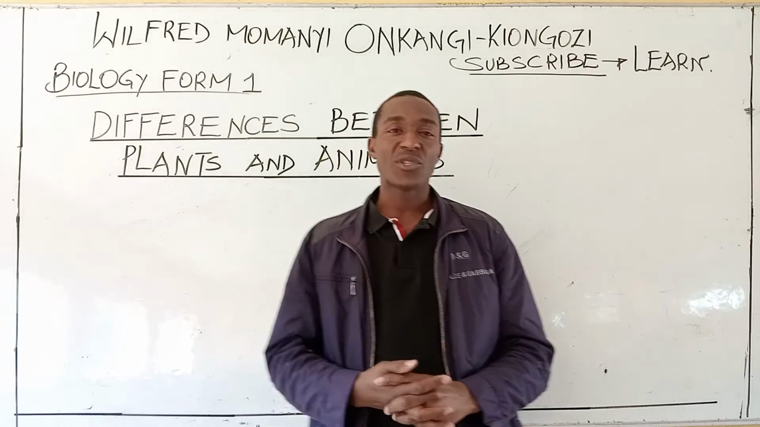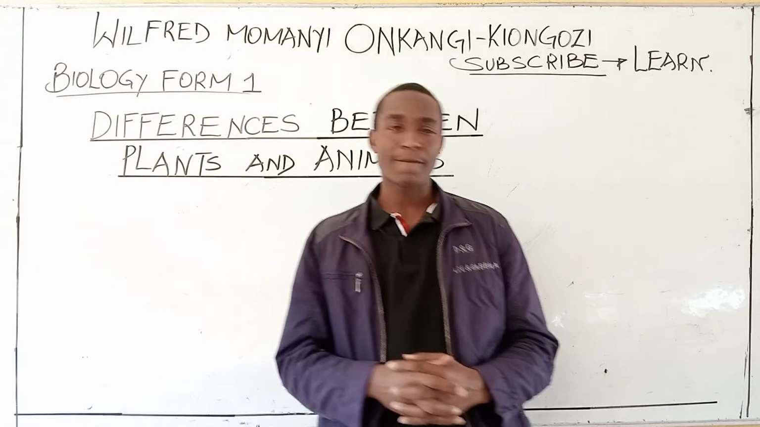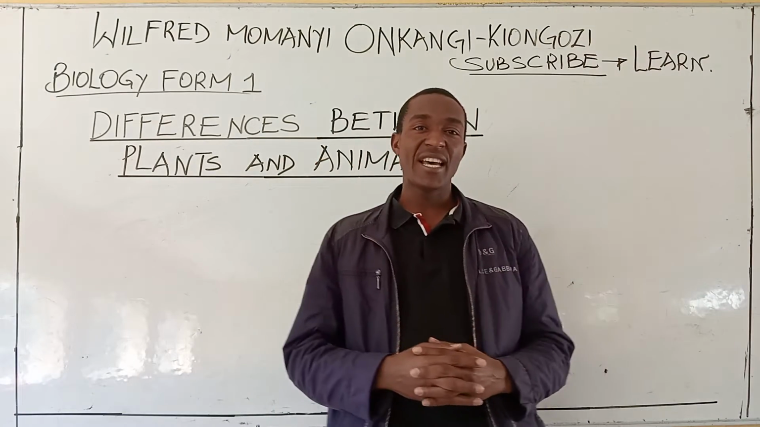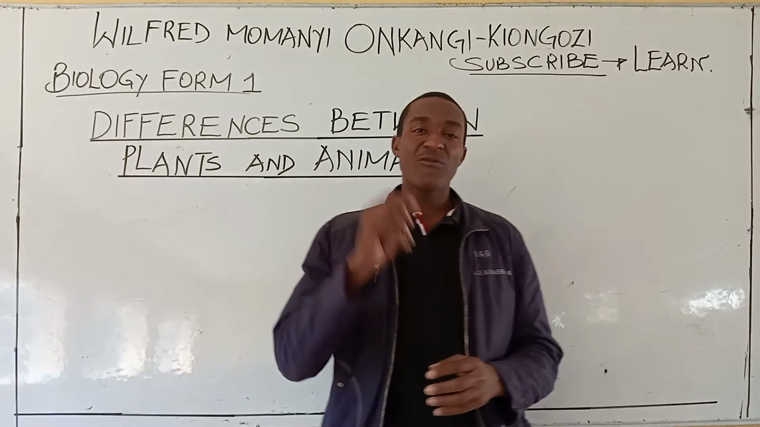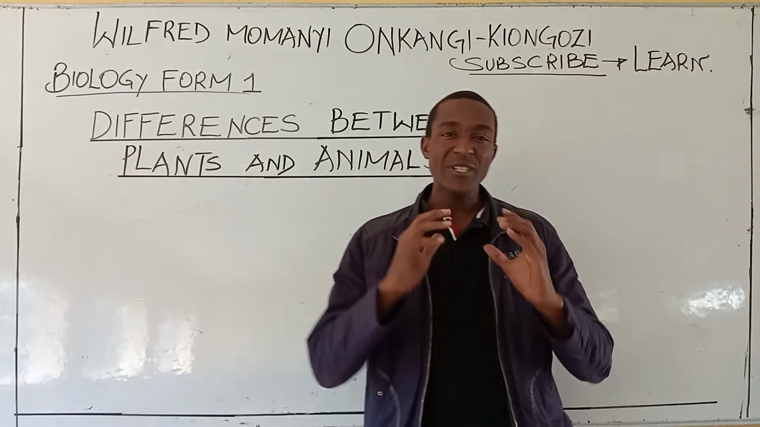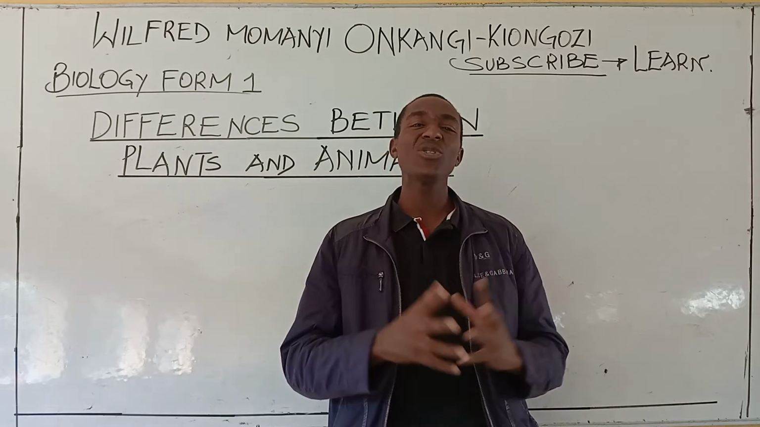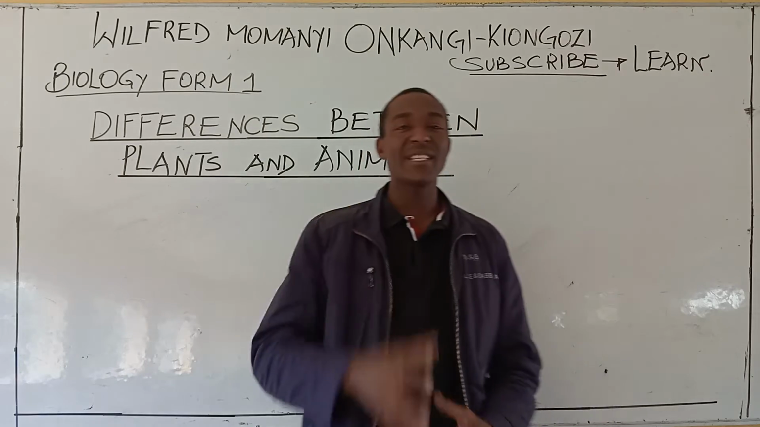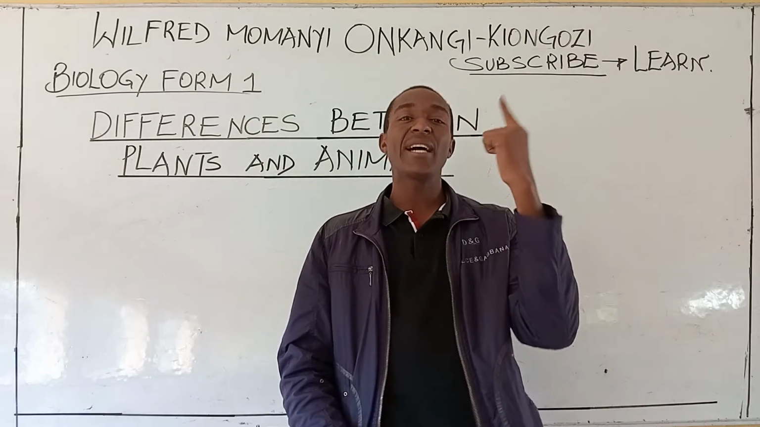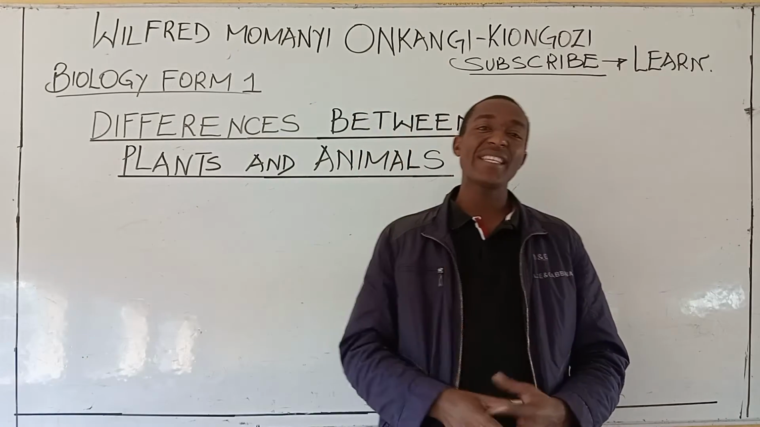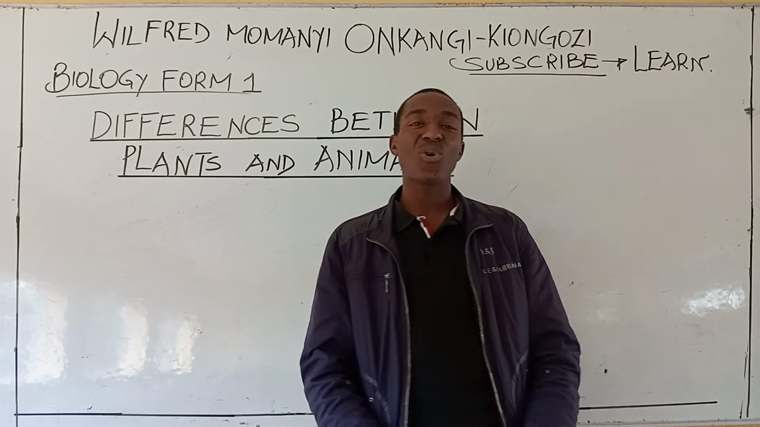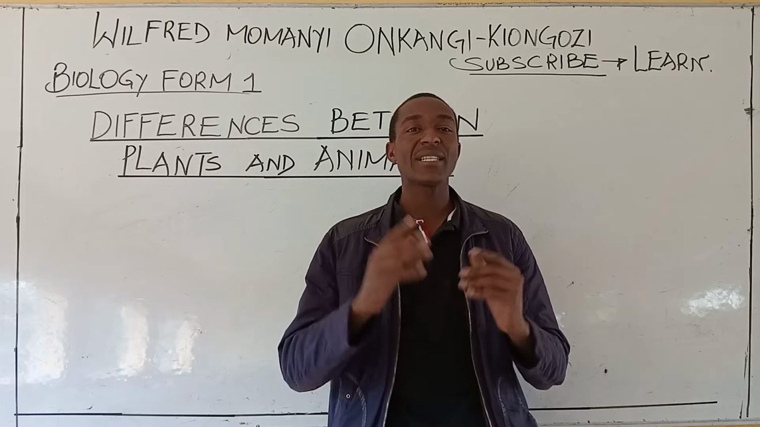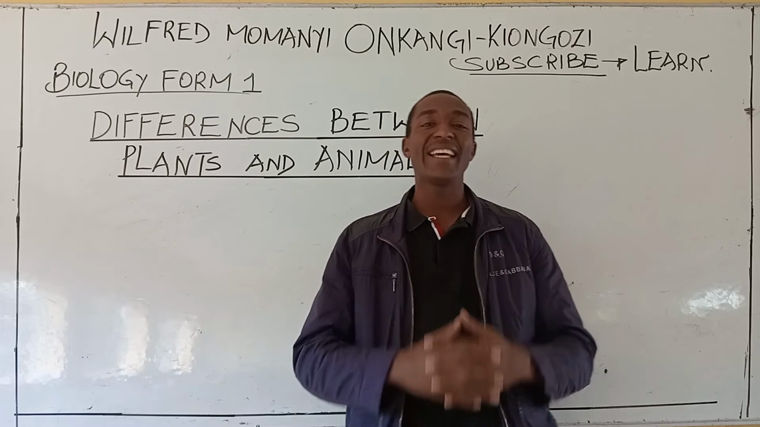So, differences between plants and animals. I would like to give you an overview of these two organisms we are calling plants and animals. In the beginning of this chapter, our first video, we defined biology, and we said biology is the study of living organisms. And we said we have three categories of organisms that have life. The first one was plants, second one was animals, and the third category was microorganisms. Now, put the microorganisms aside a little and let us look at the differences between plants and animals.